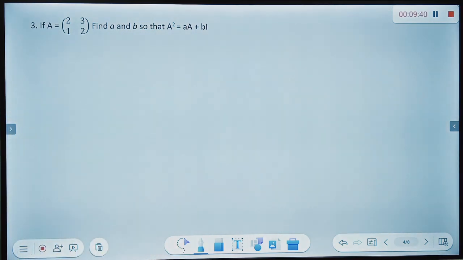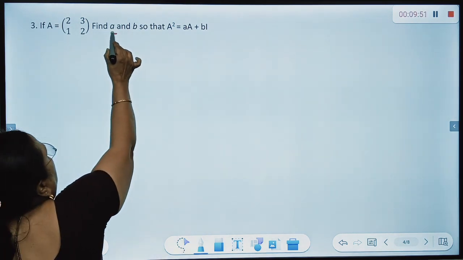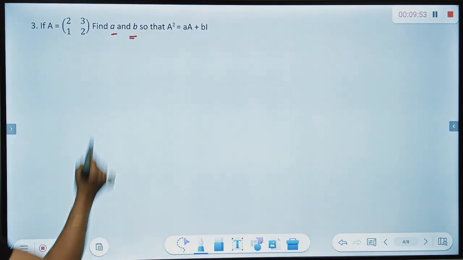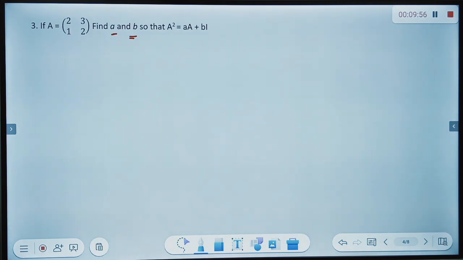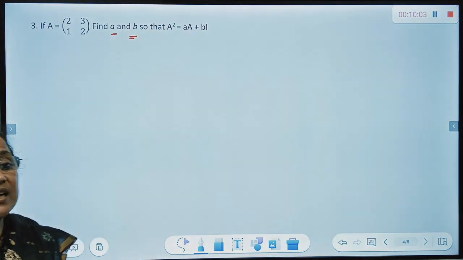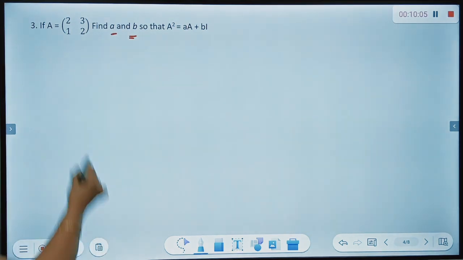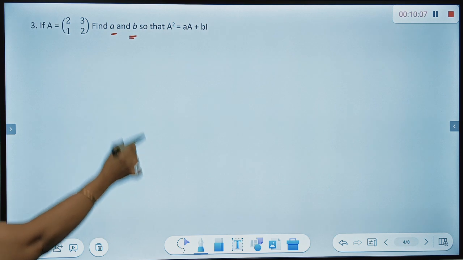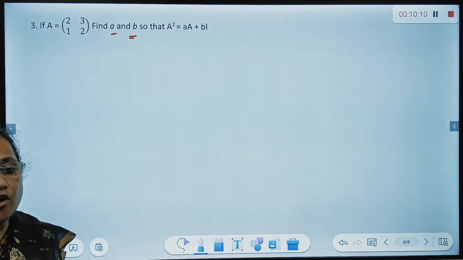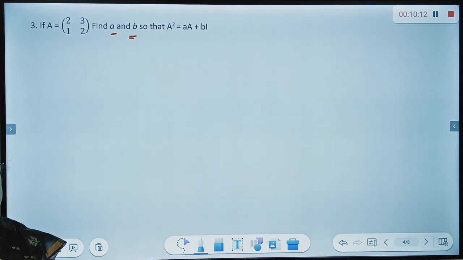Now, A is a given matrix. You have to find a and b so that A square equals aA plus bI. So a and b are two values that you need to find, so that A square equal to small a into capital A plus b times I. We already saw in the earlier video, I always means identity matrix. If you are dealing with matrices of order 2 by 2, I will also be an identity matrix of order 2 by 2, 1, 0, 0, 1.